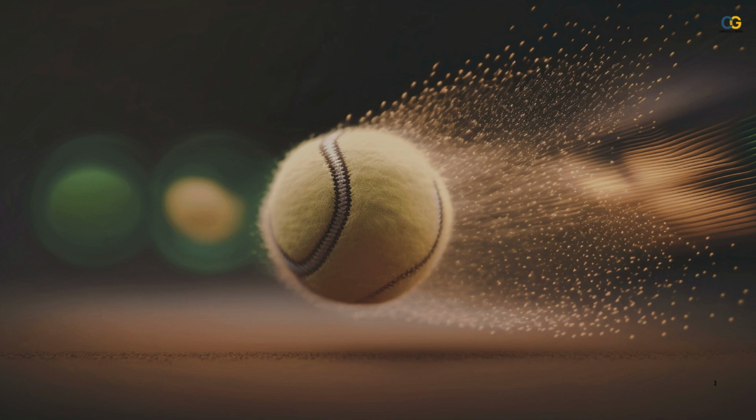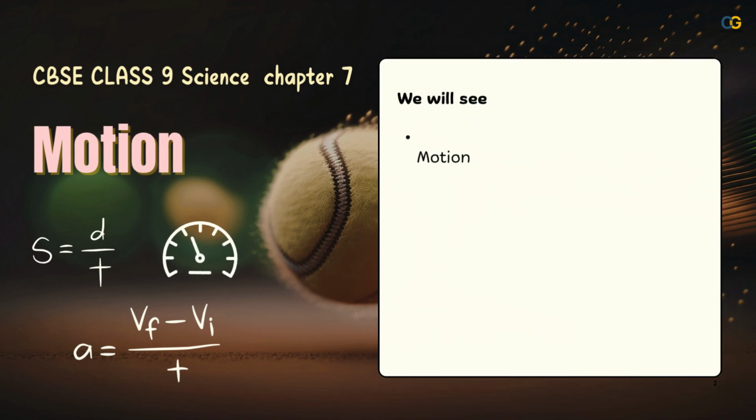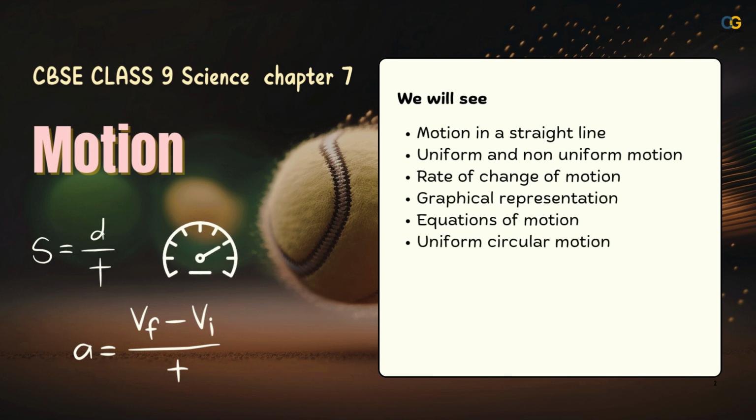In this video, we'll be doing the CBSE Class 9 Science Chapter 7, Motion. Here we will see how motion happens in a straight line, the uniform non-uniform motion, rate of change of motion, graphical representation of it, equations of motion and uniform circular motion.